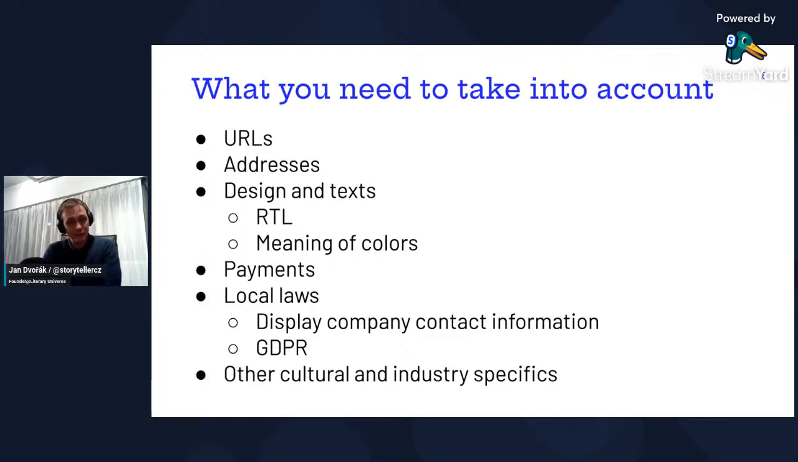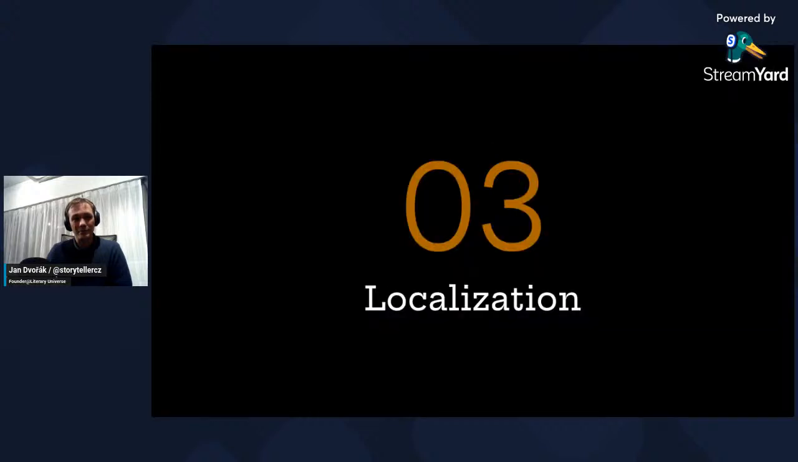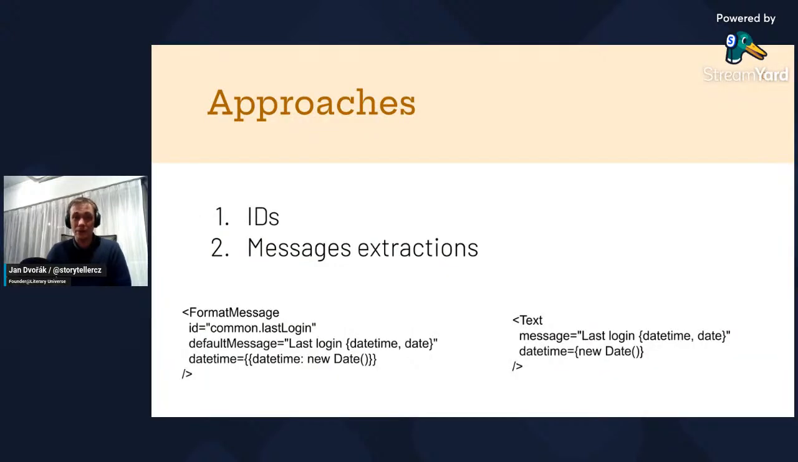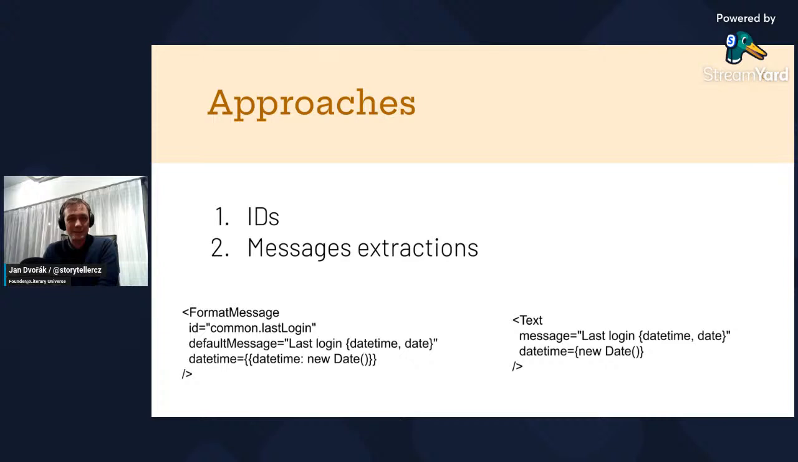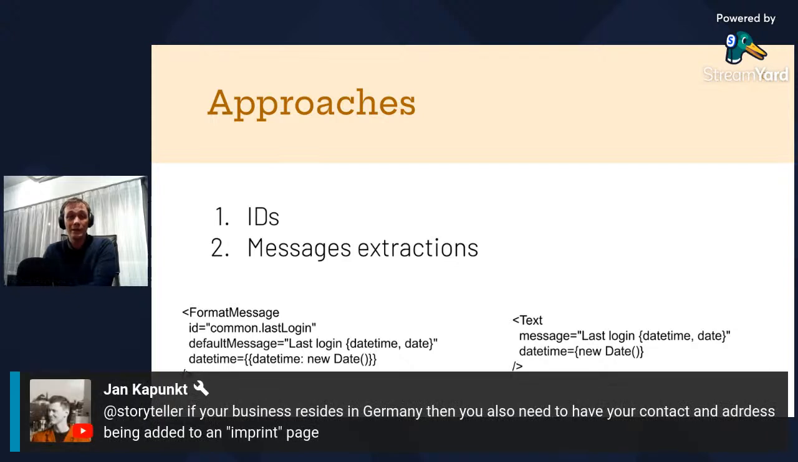And Jan is pointing in the chat to some of the APIs specifically, so we can follow that there. So when it comes to the actual text translations, there are two approaches that I want to cover, and I think it's very important to pick one. One is by ID, and one is what I would call messages extraction.